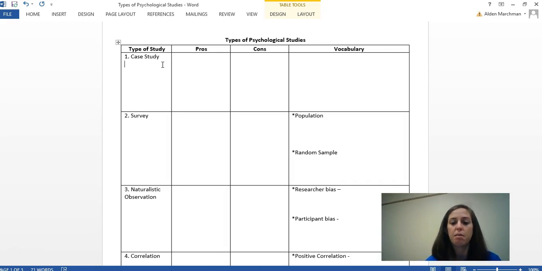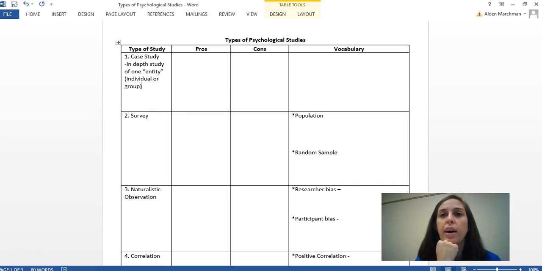Alright? Some of them. Okay, so a case study is basically when you want to study one entity. I know that's confusing. So I want to study one person in depth. So I'm going to write an in-depth study of one. I'm going to write entity because what that means is it can be an individual or it can be a group.